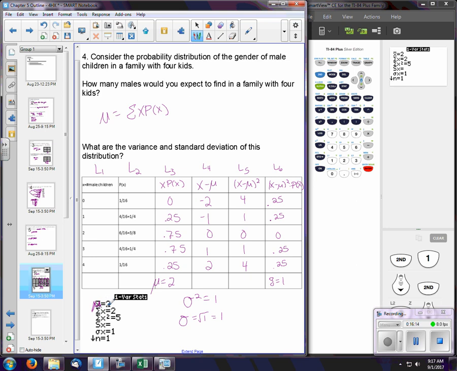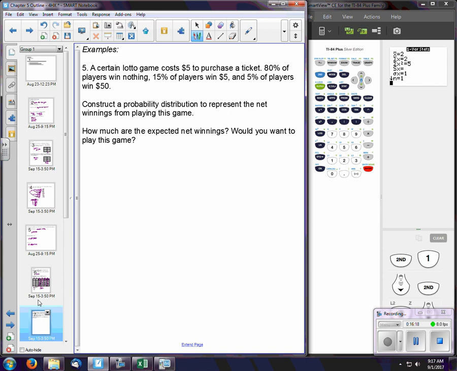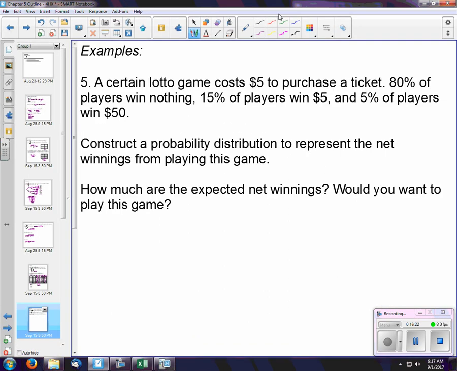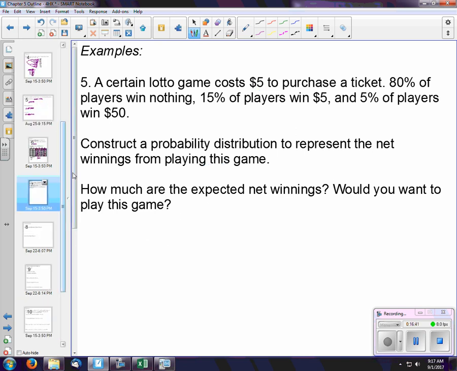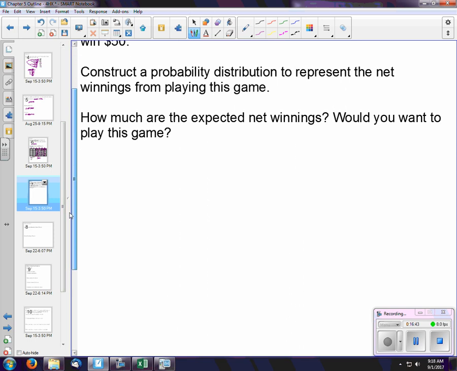Let's take a look at one more example and at least set it up, and then we can use one var stats to run our calculations. A certain lotto game costs $5 to purchase a ticket. 80% of players will win nothing. In other words, they're going to lose $5 because they had to pay that to play. 15% of players will win $5, so they'll actually break even. And 5% of players will win $50. Construct this probability distribution. How much are they expected to have in net winnings?